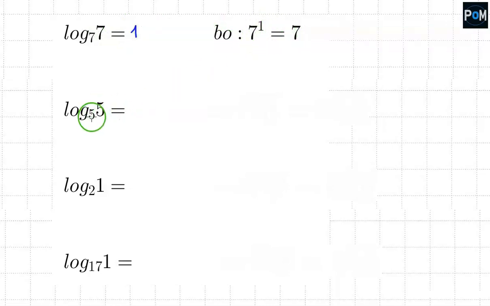Here it will be similar. We have to raise the base of the log to some power to get this result 5. 5 to what power gives us 5? 5 to the power of 1 gives us the result 5. 5 to the first power equals 5.